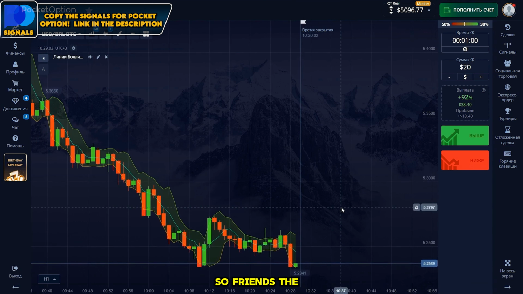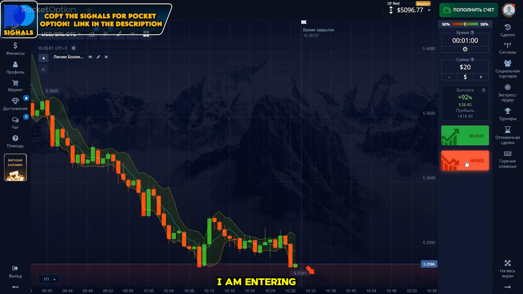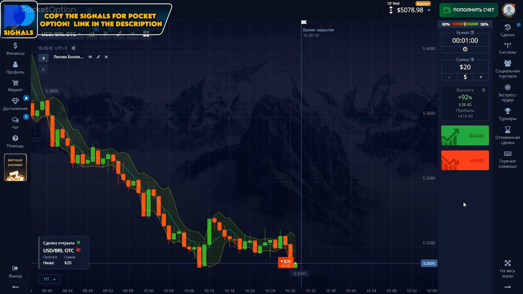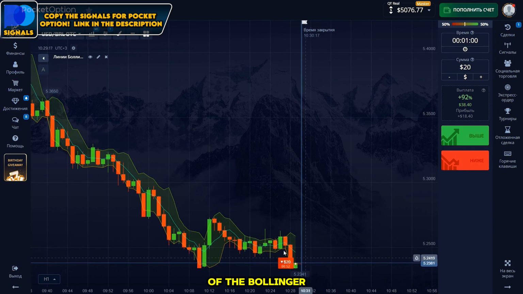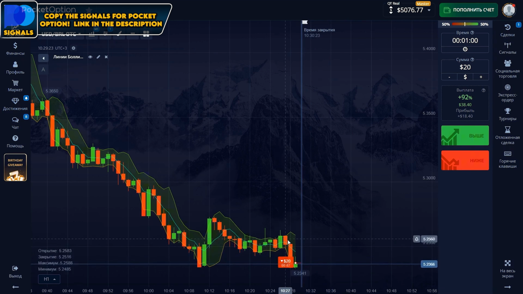So friends, the currency pair dollar Brazilian real. In short, USD BRL, I am entering a downward position for 1 minute. So, guys, I entered a downward position. Let me explain why. The lower boundary of the Bollinger Bands was broken, and on the third candle, accordingly, I entered down.